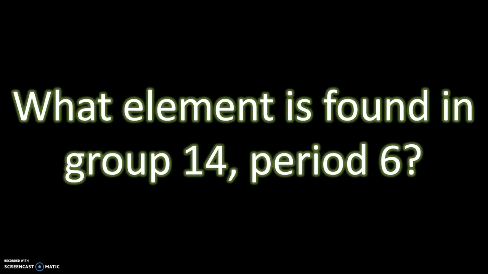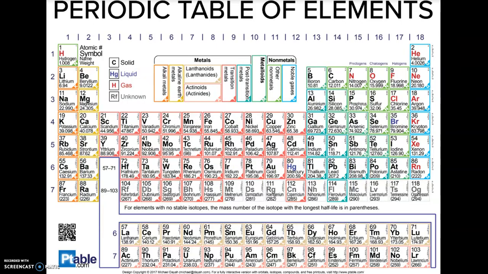So what element is found in group 14, period 6? What you need to do first is find group 14. So you go across the top, and there it is right there. And I always draw an imaginary line when I'm using this. And then period 7, I believe. Sorry, I think it was 6. You find period 6 and draw a line across there. And where they meet is the element that I'm asking you to find. And in this case, it is Pb, or lead.